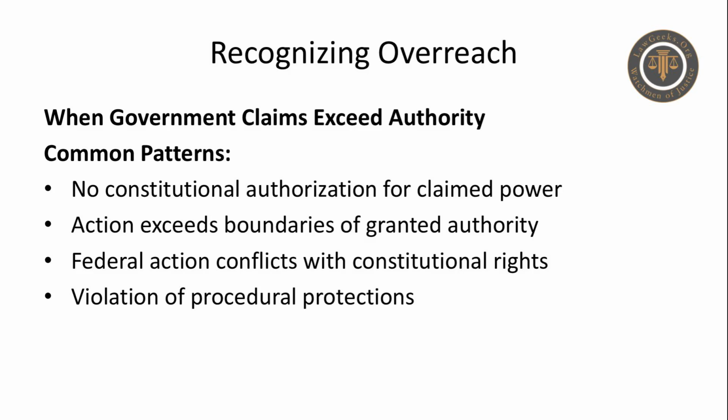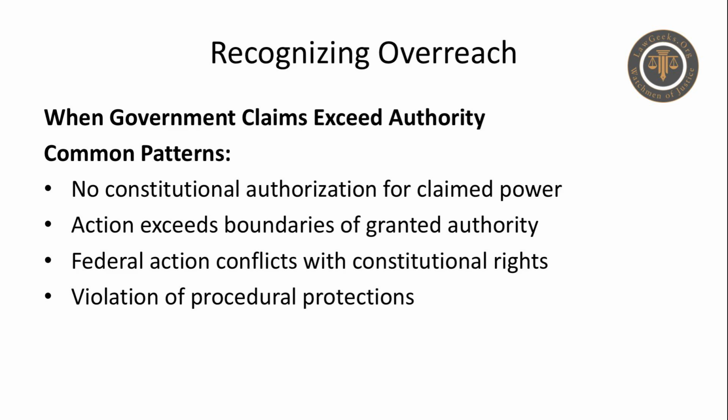Third, watch for federal actions that conflict with constitutional rights. Even valid government authority must be exercised in ways that respect constitutional protections. Fourth, watch for violations of procedural protections. The Constitution requires certain processes, like due process, notice requirements, and opportunity to be heard. When government skips these procedures, they're exceeding constitutional authority regardless of whether they have general power in that area.